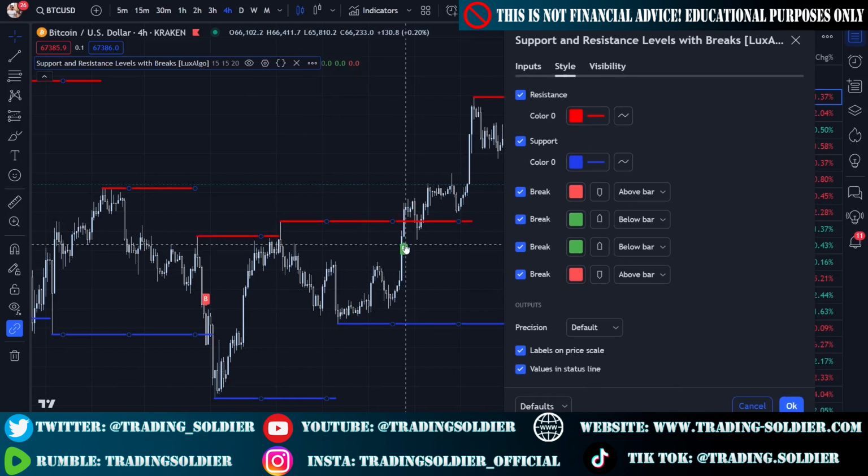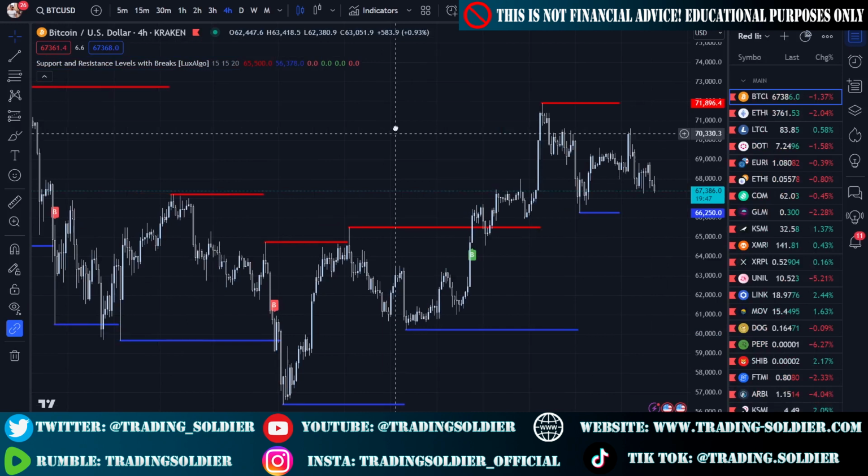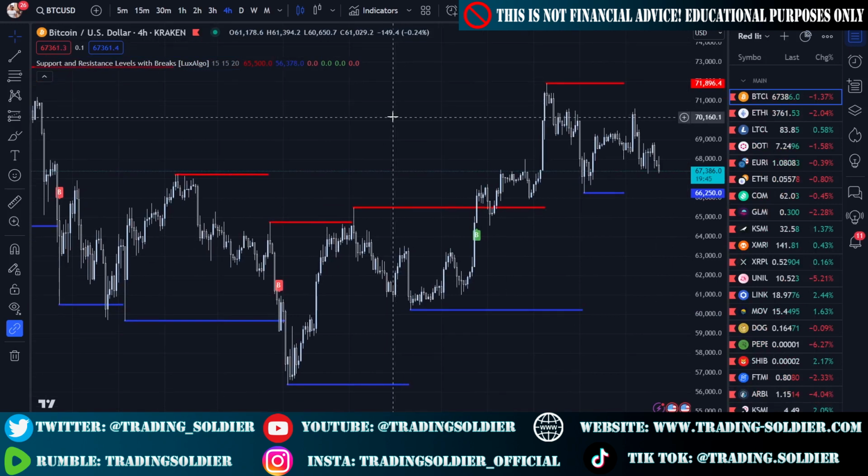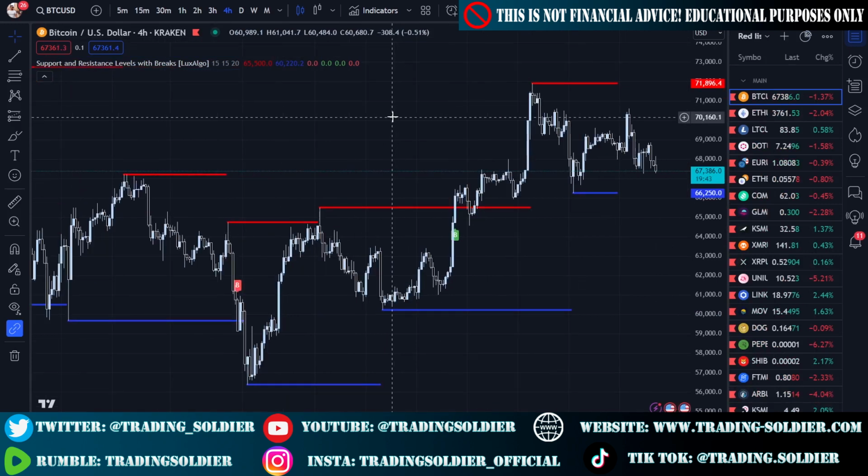You see that when we have a break of a resistance, the indicator displays a B showing a break of the resistance. And when the price pierces a support level, it displays a B in red, indicating that it has pierced the support level. Okay, now that we have added our indicator to our chart, how can we use this indicator to our advantage to trade the markets?